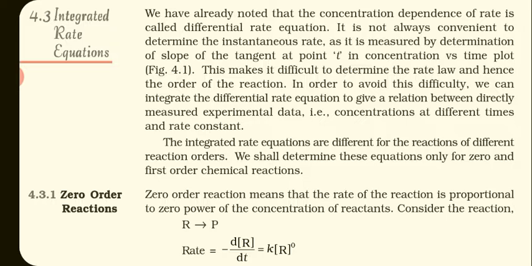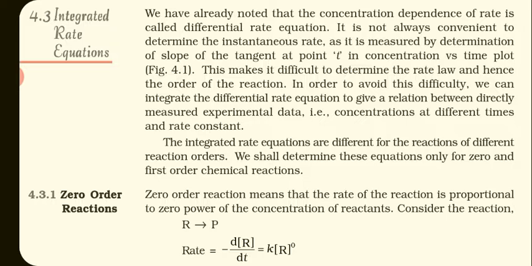So we have already gone through the fact that the concentration dependence of rate is called the differential rate equation. We have seen this in the previous video also. It is not always convenient to determine the instantaneous rate, as it is measured by the determination of the slope of the tangent at point t in the concentration versus time plot graph. This makes it difficult to determine the rate law and hence the order of reaction.